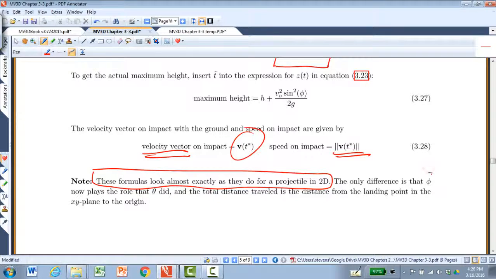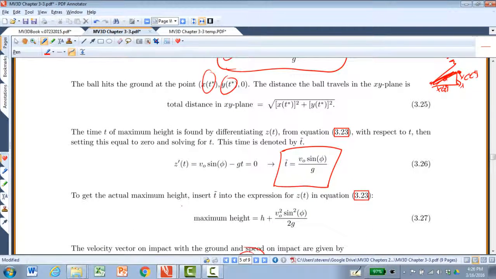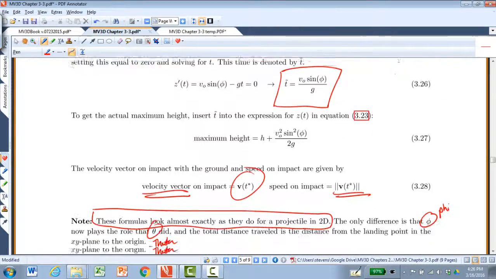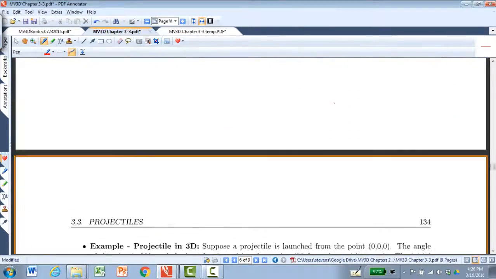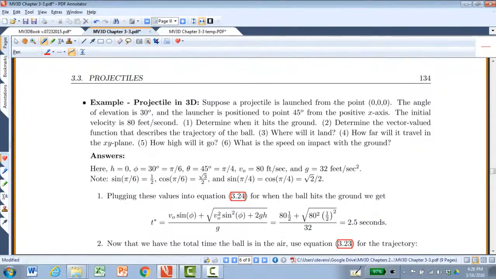The only difference is that phi, I'll put that down, phi plays the role that theta did. And the total distance is determined by the distance in the xy plane and not just the distance on the x-axis. So basically I'm going to do the same example we did in the first video in 2D.